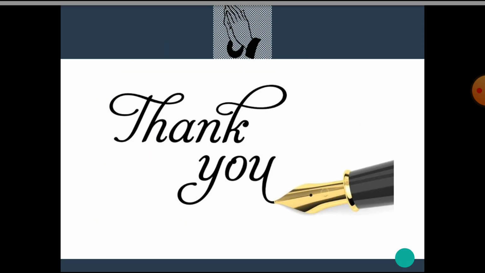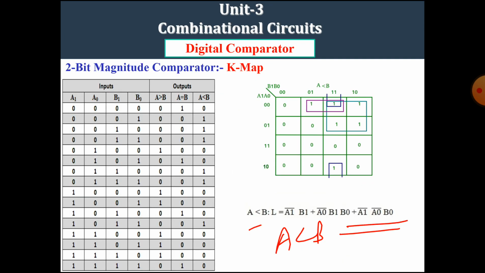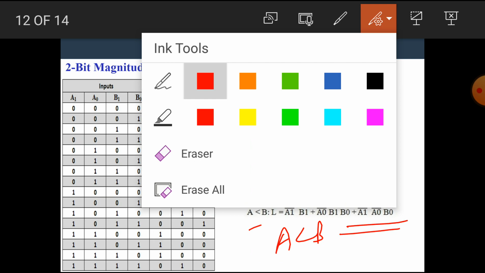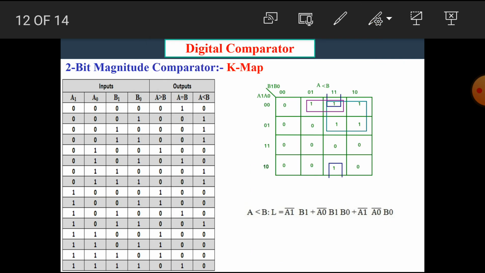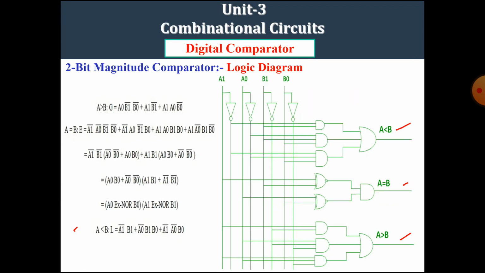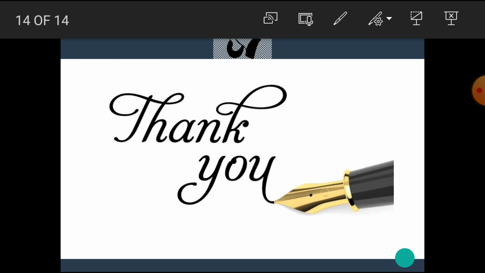Here we are not explaining all the K-maps because we already learned about K-maps in our previous videos and we can simplify any K-map. So we are just overlooking it and getting to the last stage of the video. I hope you all understand the 1-bit magnitude comparator and 2-bit magnitude comparator here. Thank you.